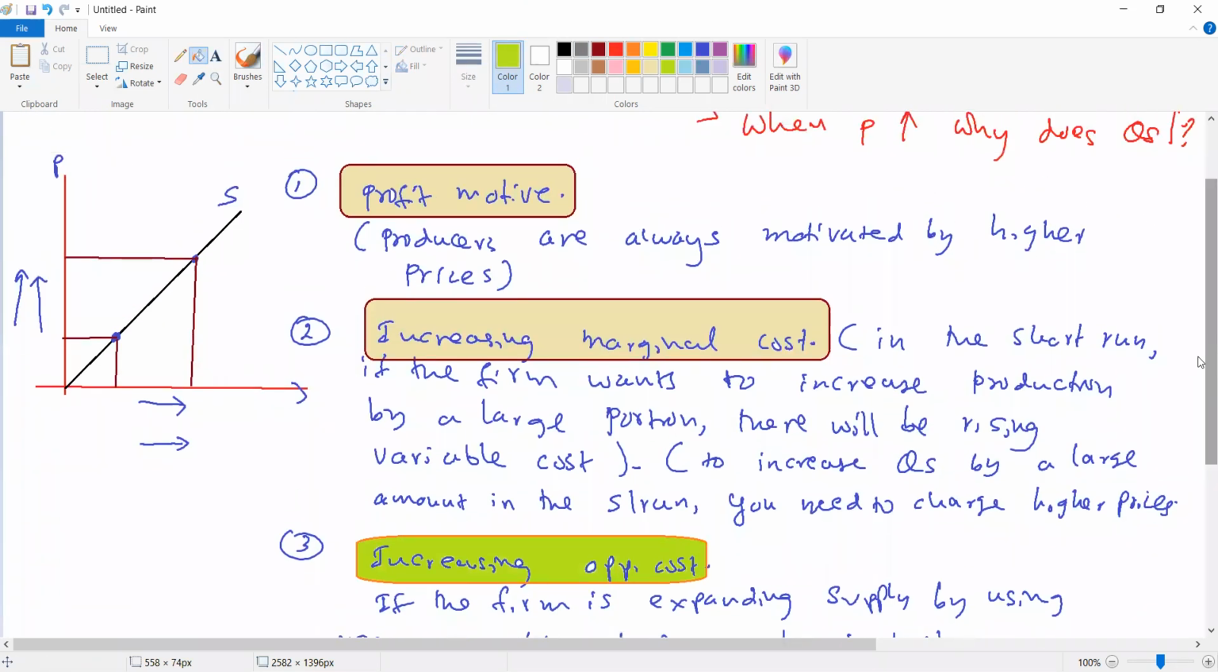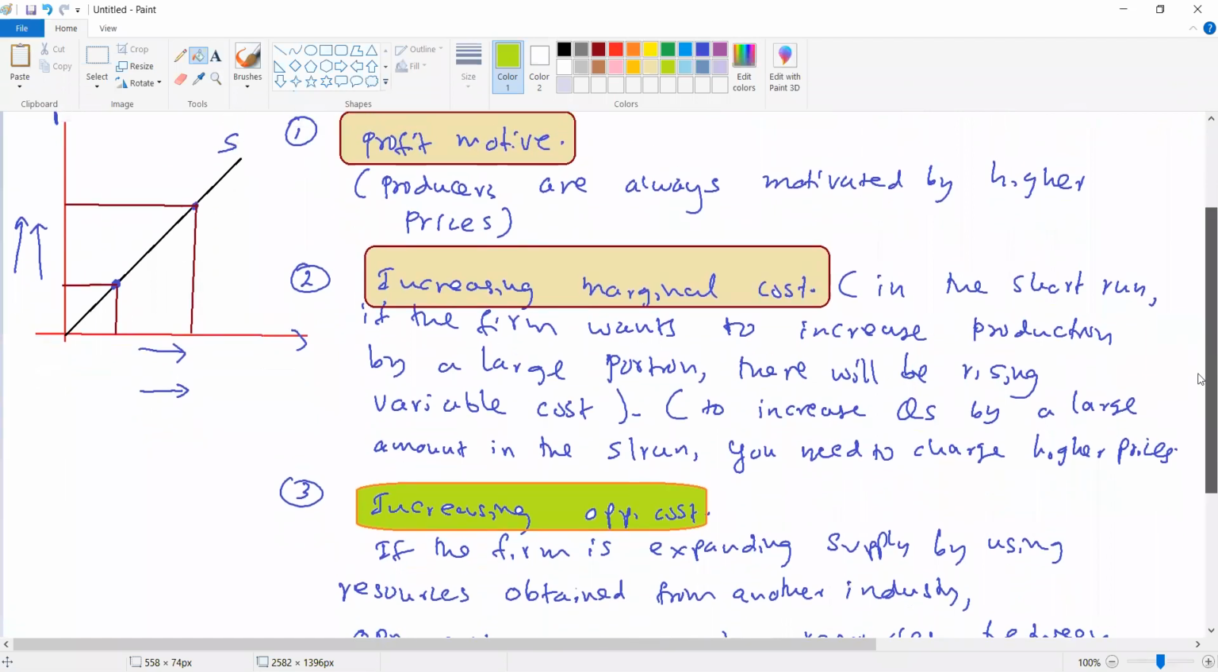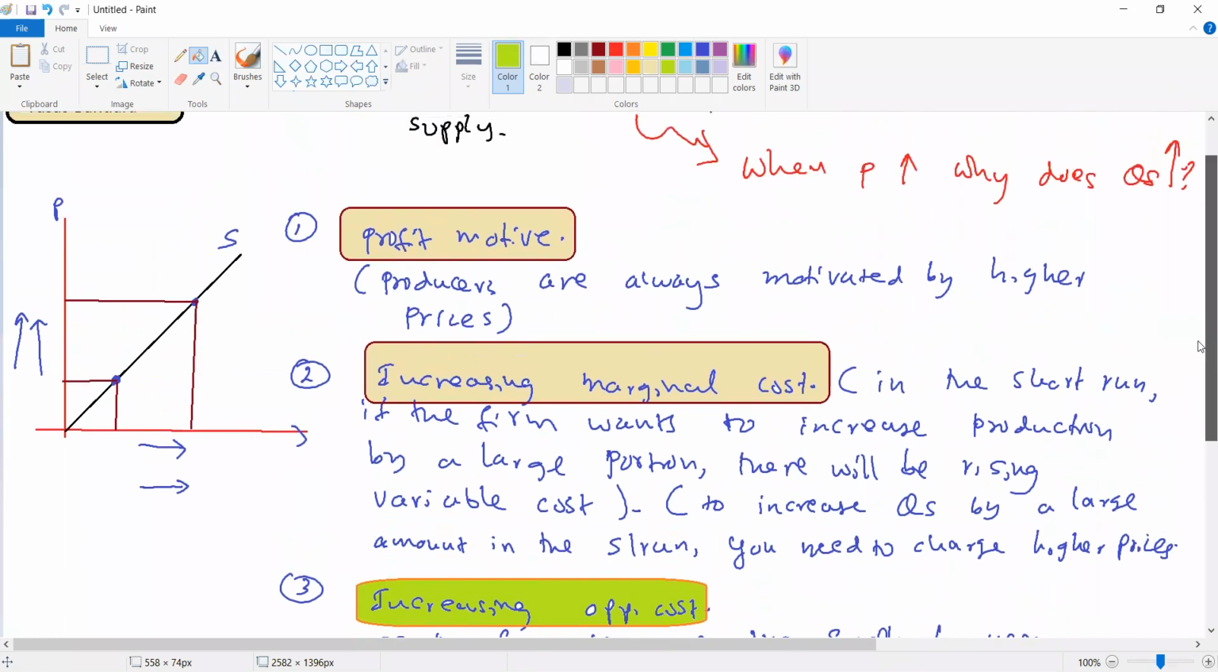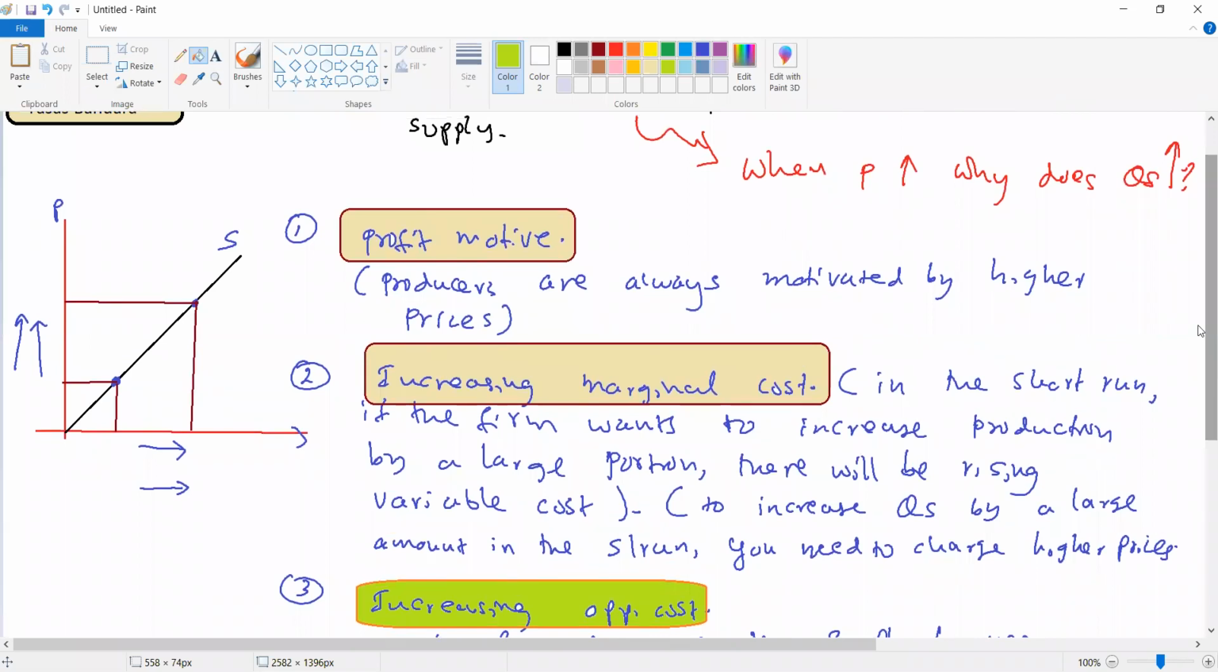Number one, profit motive, explains that when price is high, quantity supplied tends to be high. Numbers two and three explain to us that in order to supply more in the short run, you need to charge higher prices. Anyway, finally what has happened, there is a positive relationship between price and quantity supplied. That means when prices increase, quantity supplied increases, or on the other hand, when quantity supplied increases, prices increase.